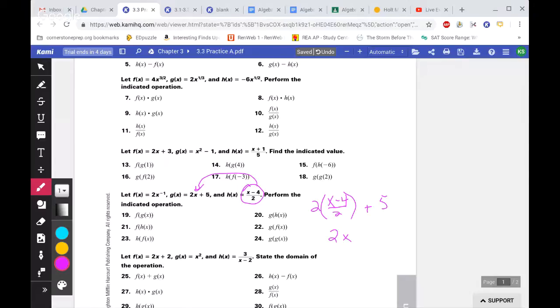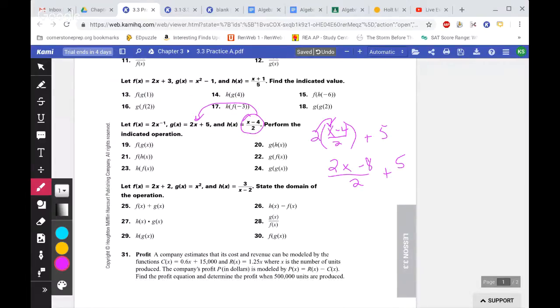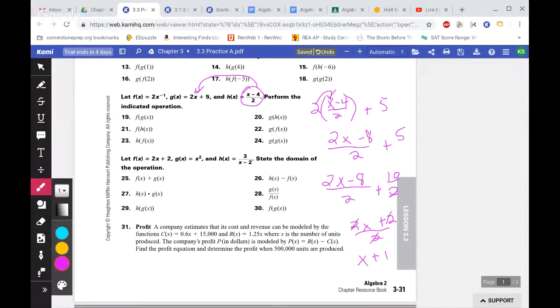So then you want to work it. You're going to distribute this 2 into that. So that's going to make that 2x minus 8 all over 2, plus 5. And now what you want to do is get this 5 to have a common denominator, so whatever you can combine. That's going to be 10 over 2. And then that makes it where you can combine everything. So now you've got a negative 8 and a plus 10. Does that make sense? So then that's going to be 2x plus 2 all over 2, which then cancels everything out and you get x plus 1. Okay, I think I understand that.